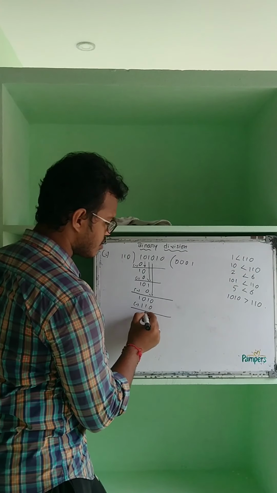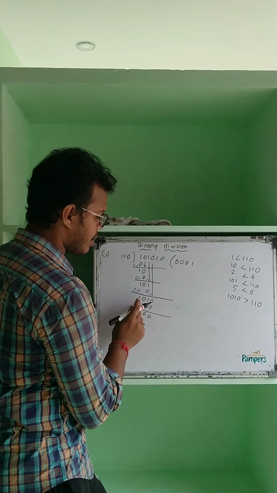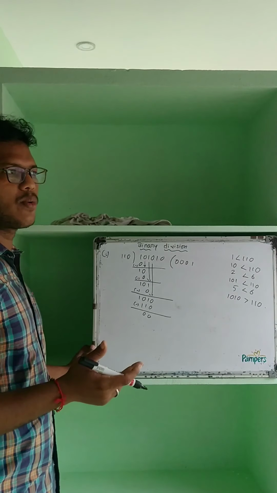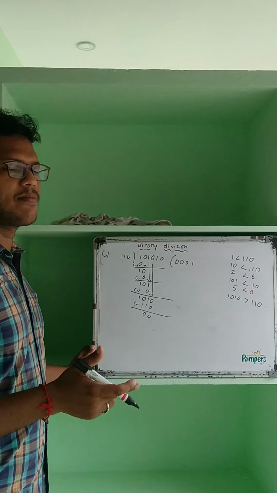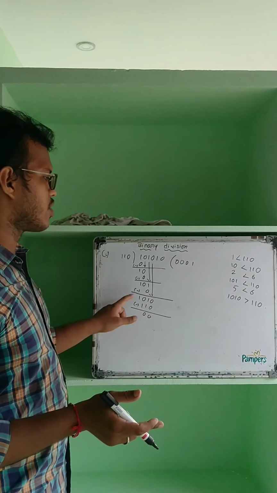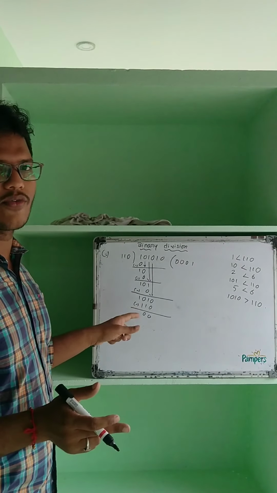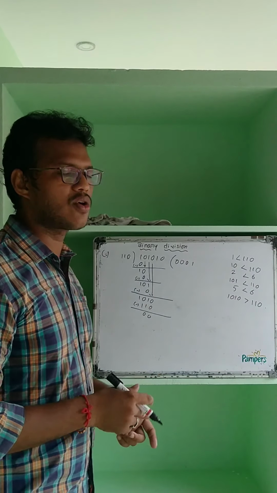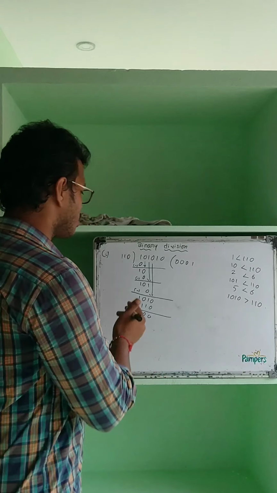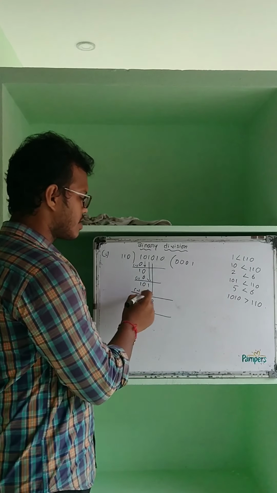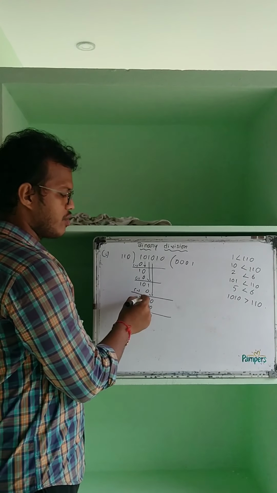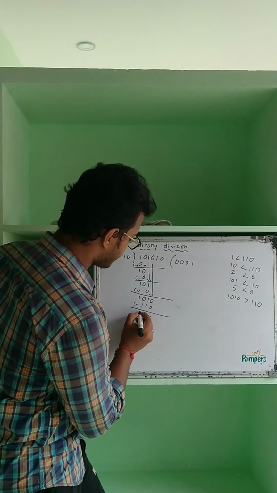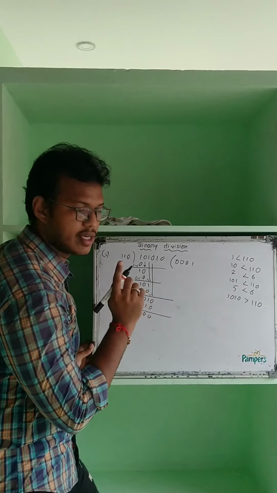0, 1 minus 1 is 0. We have 0 minus 1. We can't do subtraction of 1 from 0, right? So what do we have to do? We have to take the borrow from the next digit. So take the 1 from the next digit. Then here you get 2. Right? So 2 minus 1 is 1.